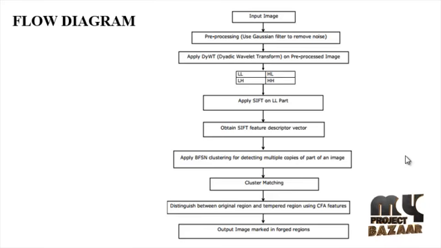DyWT is applied to the pre-processed image, and then we get the LL, HL, LH and HH parts. SIFT is used in the feature extraction on the descriptor of the vector. Then we apply the BFSN clustering for detecting multiple copies. Multiple forgery images may be present in a case, so we calculate the multiple forgery parts of the images. Clustering is an important concept for calculating the parts of the images, and then we calculate the SLIC segmentation.